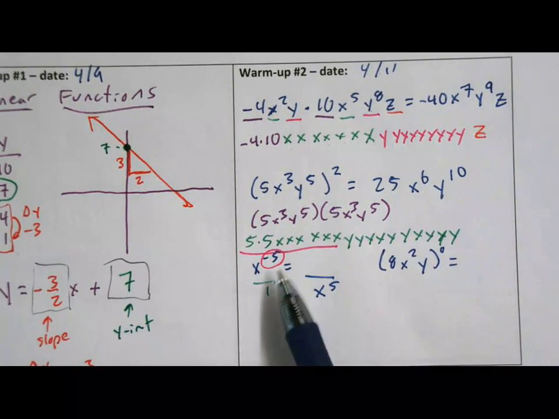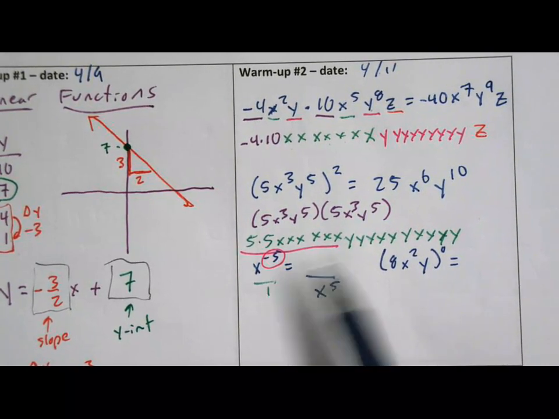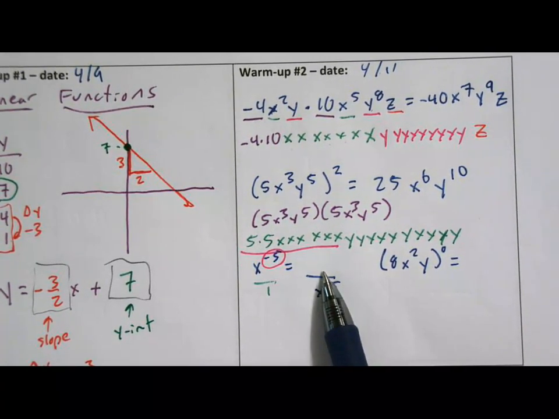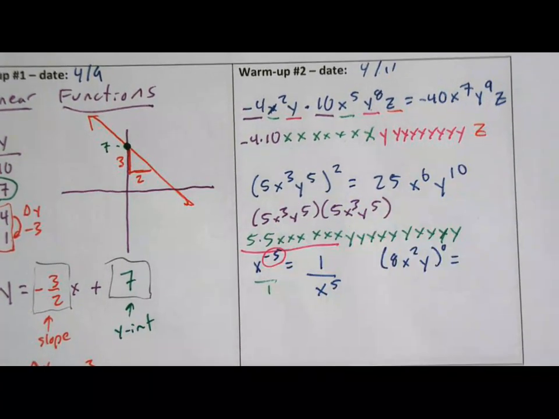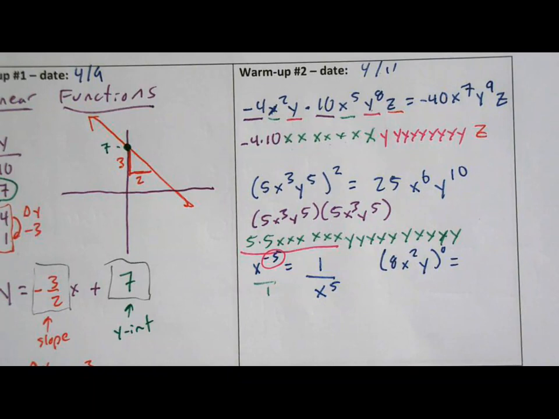And there would be nothing left in the top of this fraction. What do we put up there when there's nothing left? In a fraction, when there's nothing left, we have to stick a 1 in there. So the answer is 1 over x to the 5th.